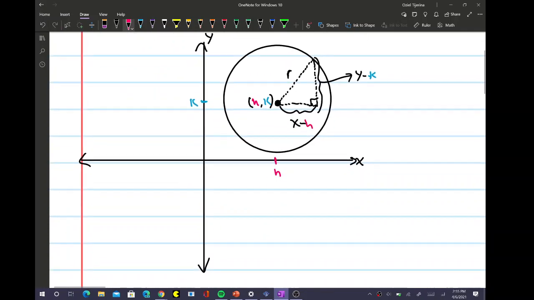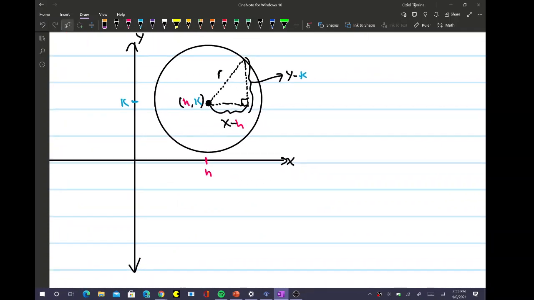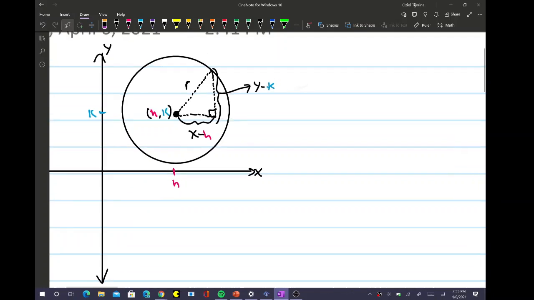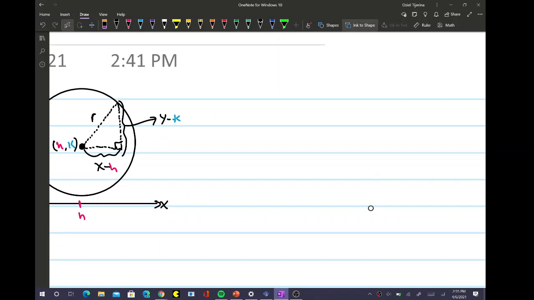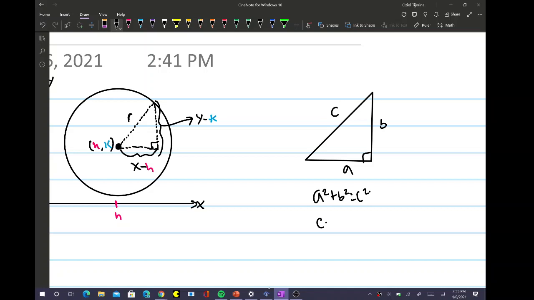And the equation of a circle, we get by the Pythagorean theorem, right? Remember the Pythagorean theorem: if we draw a right triangle here, with a side here and another side here, and then the hypotenuse, a squared plus b squared equals c squared. That's the Pythagorean theorem. Or you can also say c equals the square root of a squared plus b squared. That's another way of writing it, but they're both the same thing.